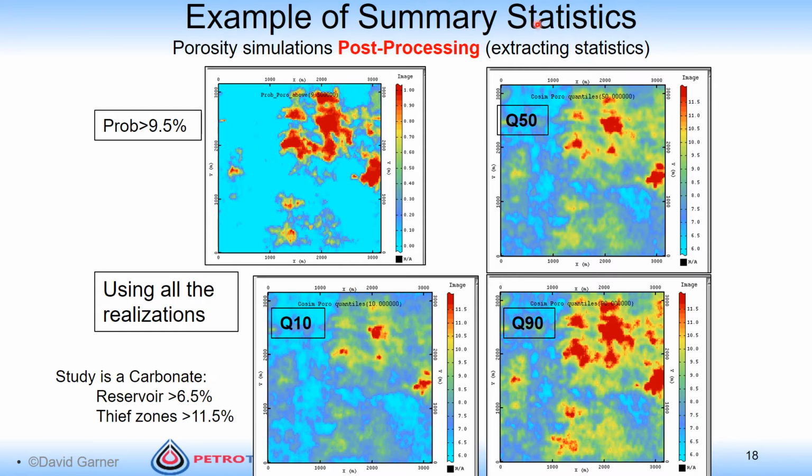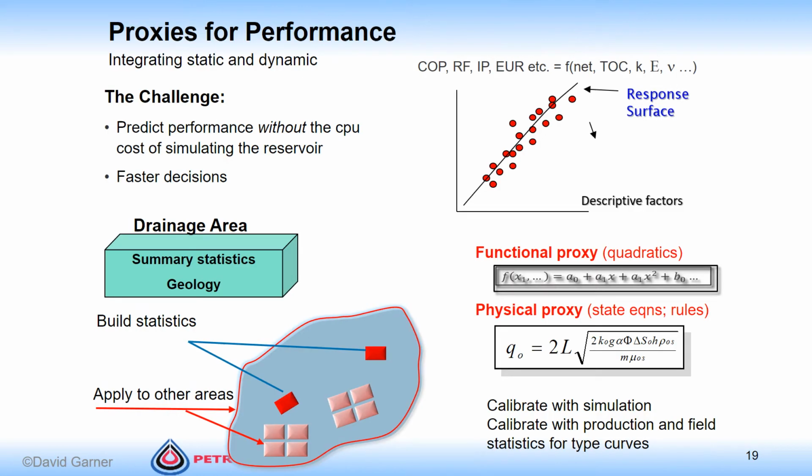Another example, here's just a mapping example. We can get this right out of 3D models by summarizing in vertical columns over zones with our net. But here's showing an example of, say, the probability of higher than 9.5% porosity. Here's the quantile maps for simulated porosity, the mid-case quantile, low to high quantiles. And so these are just summary statistics. They're useful for planning purposes.